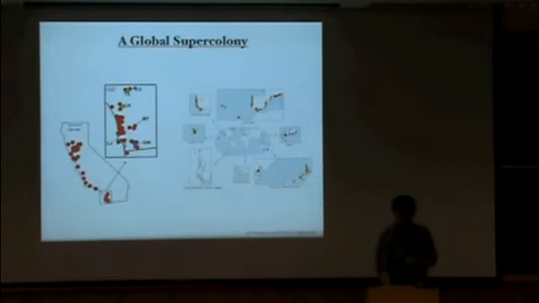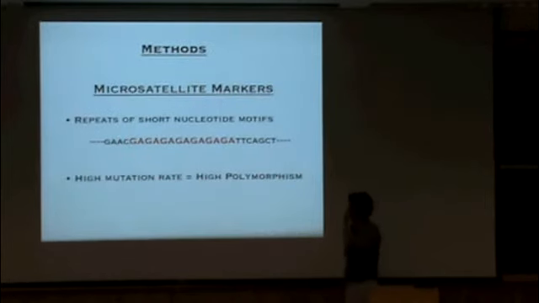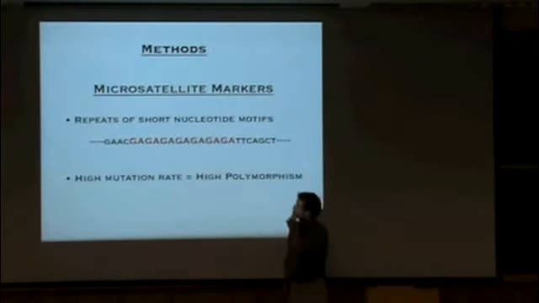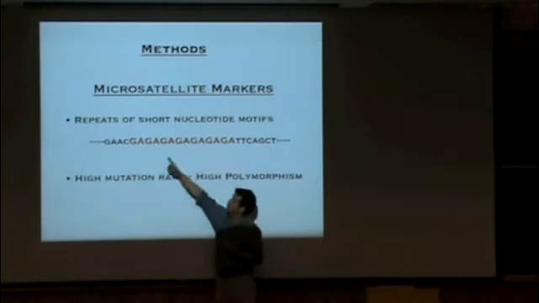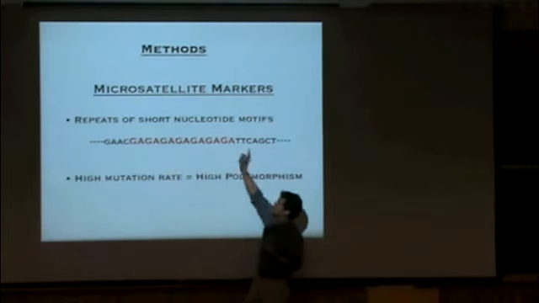And so to delve into some of the mechanisms underlying this transition in behavior, we first started doing some basic population genetics using what are called microsatellite markers. This is essentially just a way of doing DNA fingerprinting. So we're looking at parts of the genome where there are these nucleotide repeats, like this GA repeat here.